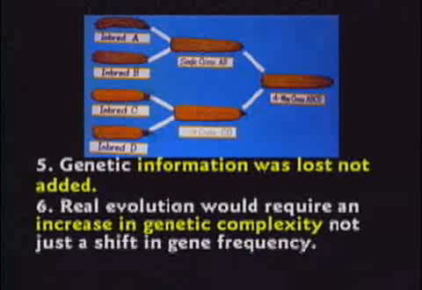Genetic information is lost, not added, when you get your variety. Real evolution would be an increase in genetic complexity, not just shifting of gene frequency.